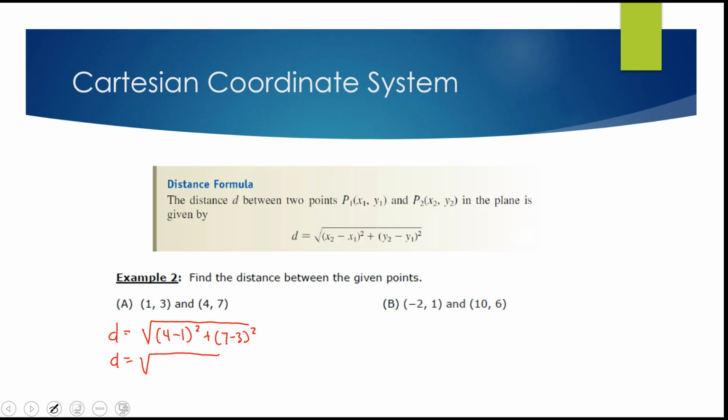4 minus 1 is 3. 3 squared is 9. 7 minus 3 is 4. 4 squared is 16. Which gives me the square root of 25, and the square root of 25 is 5. So the distance from 1, 3 to 4, 7 is 5 units.